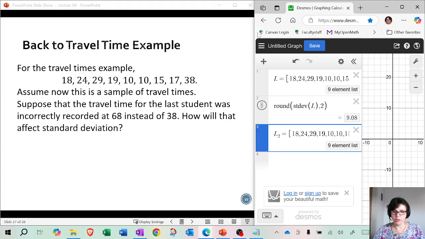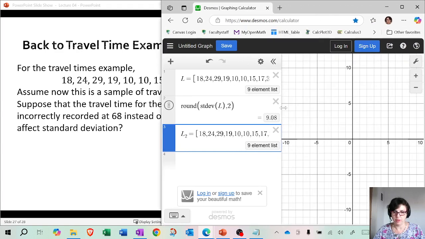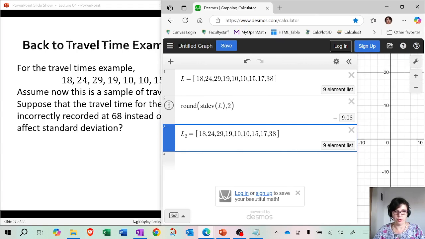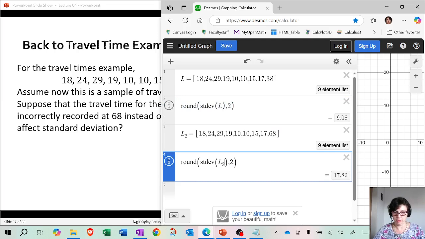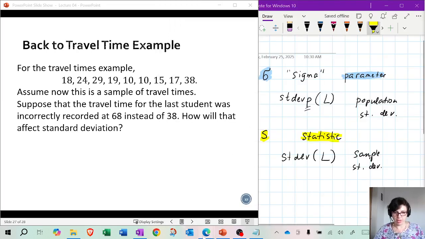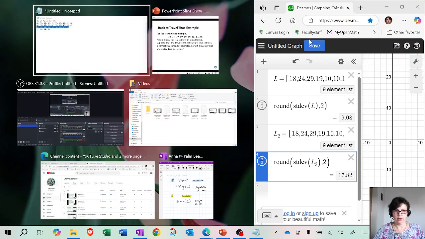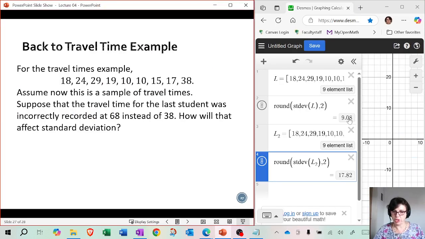Okay, and then what I want is to change this last number. You need to see that first, from 38 to 68, for example, and see if that's going to affect the standard deviation. So let me copy this here. Let's call this L2. And look what was happening. The standard deviation actually changed. Oops, this is the wrong window. This should be, oh, 1 second. There you go. Okay, so the standard deviation was 9.08 and now we changed to 17.82. So there is a huge change, and all we did was change just one number.